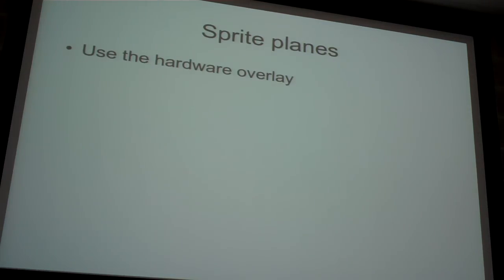So the sprite planes are the planes that use the hardware overlays. Here we need to use the atomic page flip, because what the atomic page flip lets us do is, at the same time as we flip the CRTC, the back buffer with the CRTC, we can flip the overlay and make sure that the image is consistent. But you get to see more of this in the video stuff.